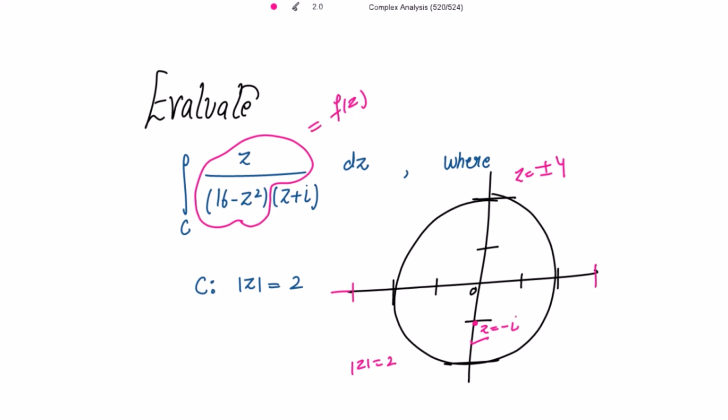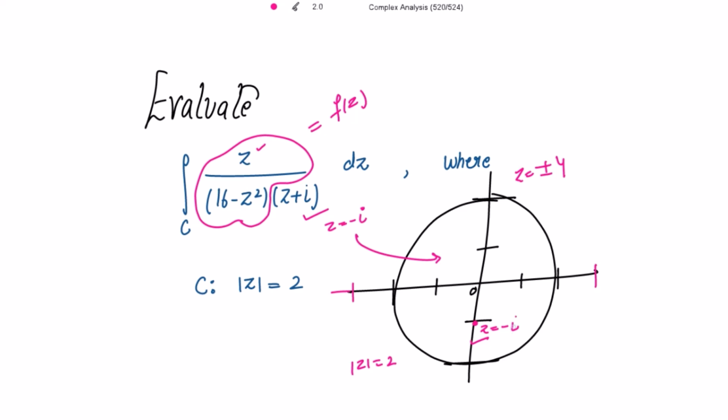So f(z) becomes z upon 16 minus z square. For this factor we are getting the point z = -i, which is lying inside the circle, right? So excluding this factor, whatever you are having in the denominator, take that with the numerator for f(z).